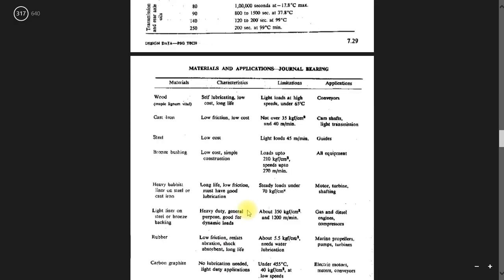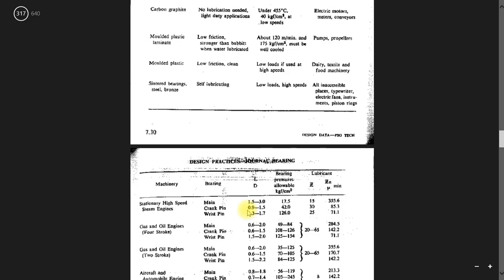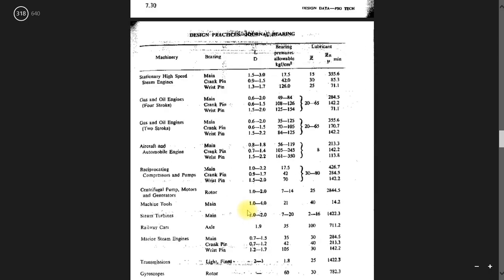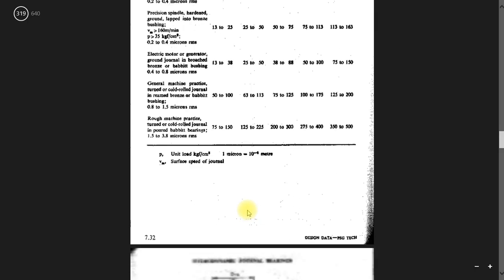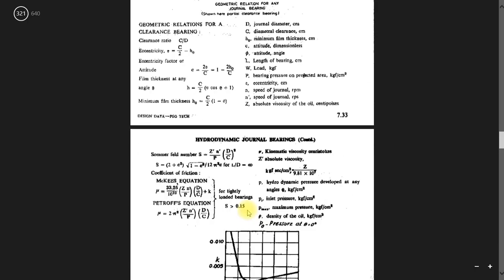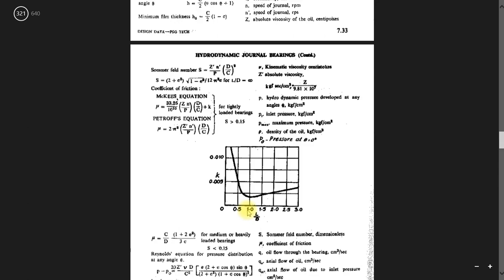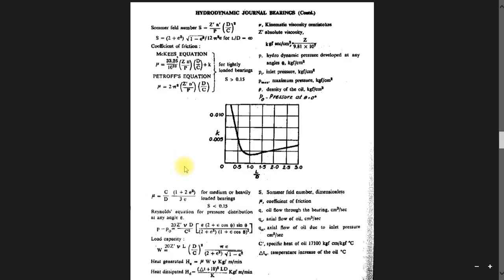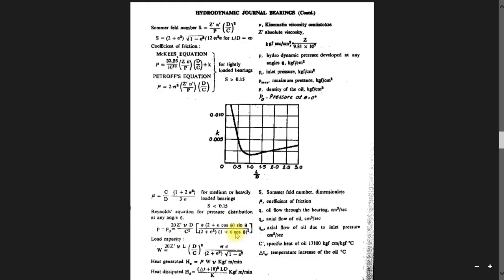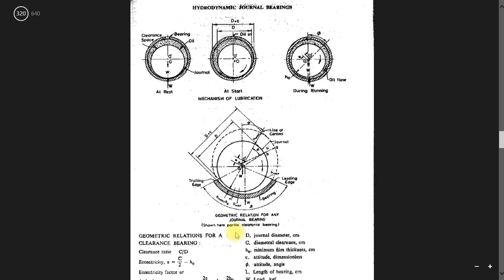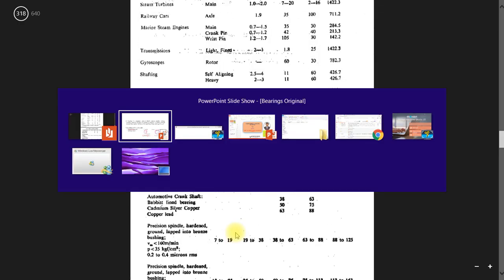In the case of materials, we can look into page number 7.30, and for the L by D ratio, ZN by P value, C value, clearance value, and the formulas. The formulas are majorly available on page number 7.34. You can see the required formulas: McKee's equation, heat generated value, and heat dissipated value. All these formulas are required for the problems which we solve. We are going to discuss this in our classes also.